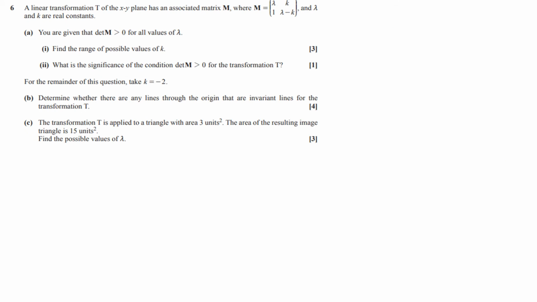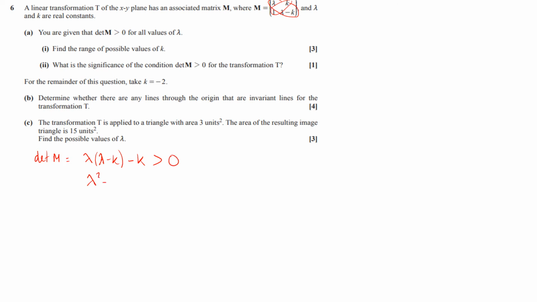Question 6 is a transformation matrices question. You're given M, you're told that the determinant is bigger than 0 for all lambdas. So let's find the determinant of M. Remember, it's this diagonal minus this diagonal. So this diagonal means you've got to times those terms together. So it's lambda times lambda minus k, minus k. Now you're told the determinant is bigger than 0, so this expression that is the determinant must be bigger than 0. So let's multiply it out.